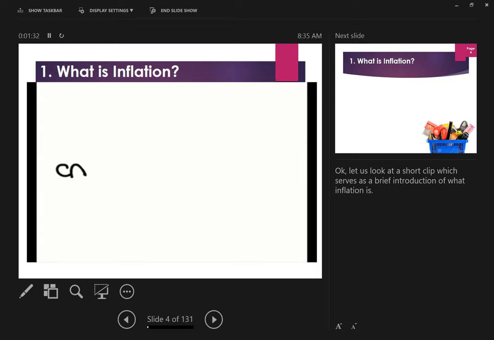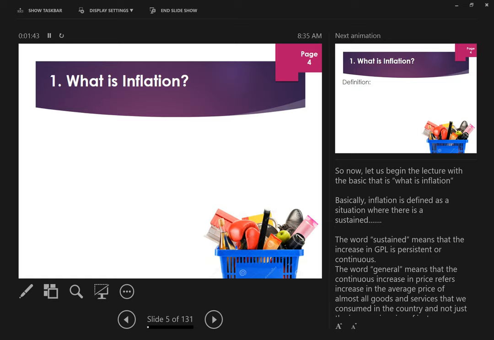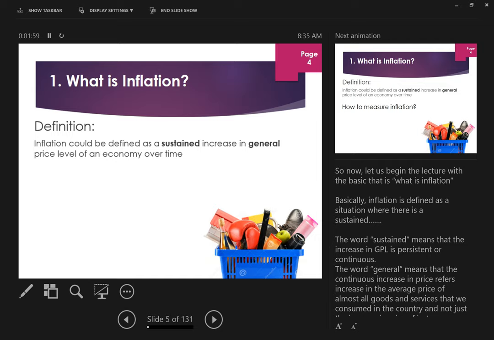Okay, so you have seen quite quickly what exactly is inflation. When we talk about inflation, I think it's important for you to note the definition of inflation. Inflation is not just about the rise in the price level of just one item. When we talk about inflation, do bear in mind the definition. Inflation is seen as a situation where we have a sustained increase in the general price level of the economy over time.